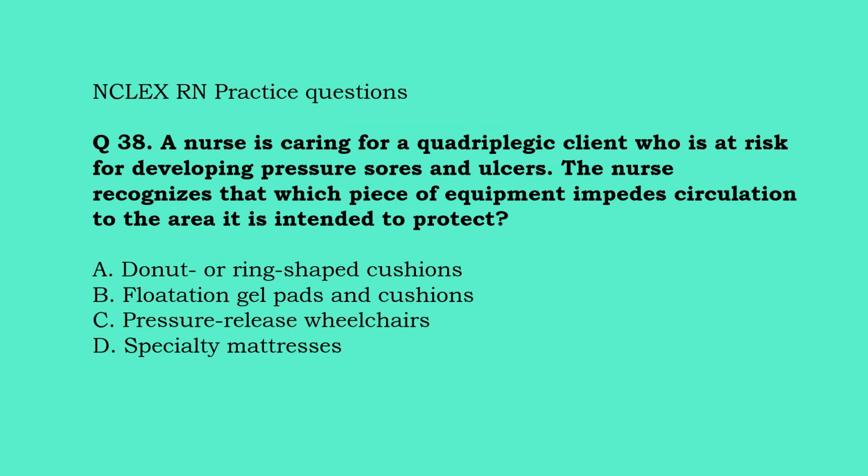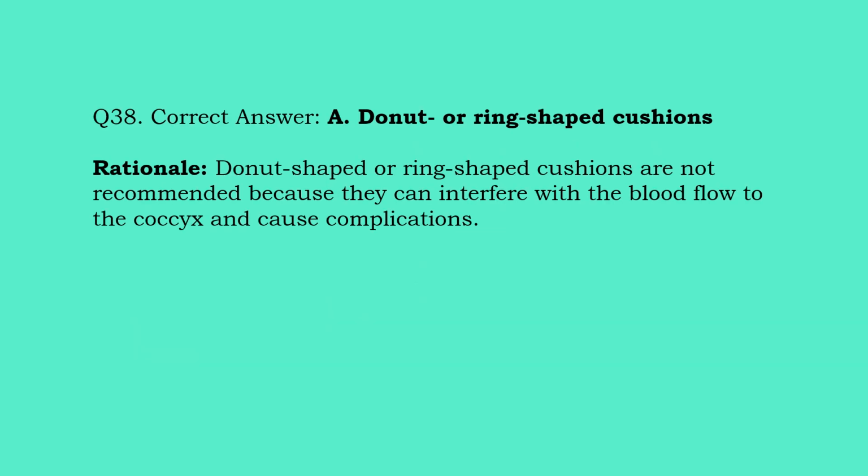NCLEX-RN Daily Practice Questions. Question 38. A nurse is caring for a quadriplegic client who is at risk for developing pressure sores and ulcers. The nurse recognizes that which piece of equipment impedes circulation to the area it is intended to protect? A. Donut or ring-shaped cushions. B. Flotation gel pads and cushions. C. Pressure release wheelchairs. D. Specialty mattresses. Correct answer, A. Donut or ring-shaped cushions.